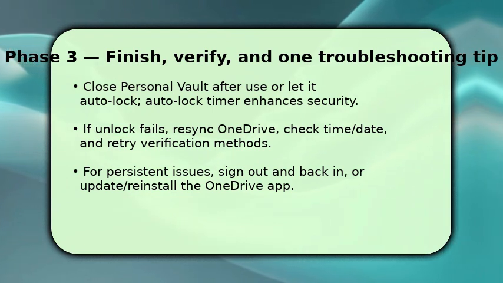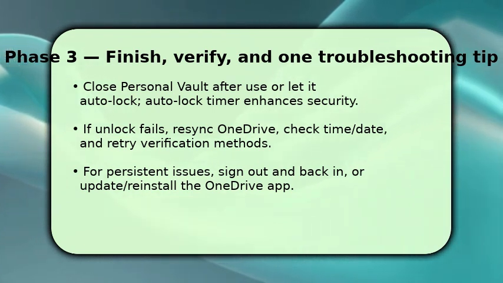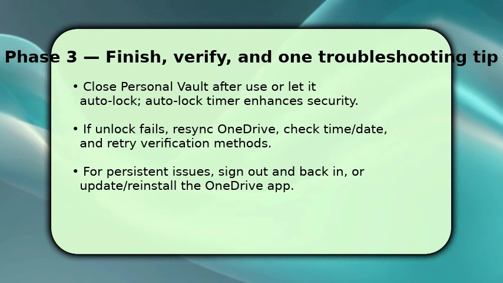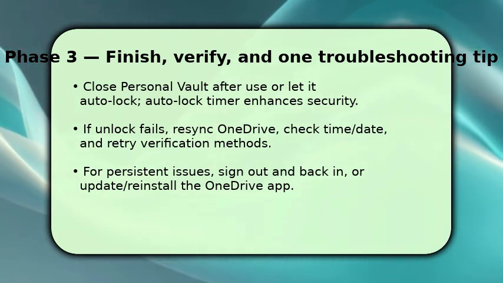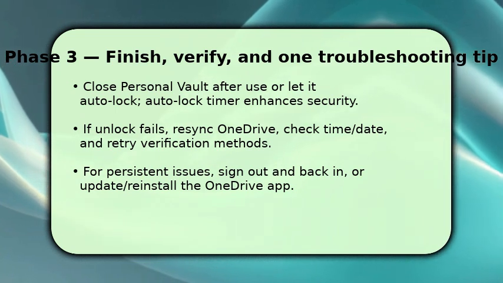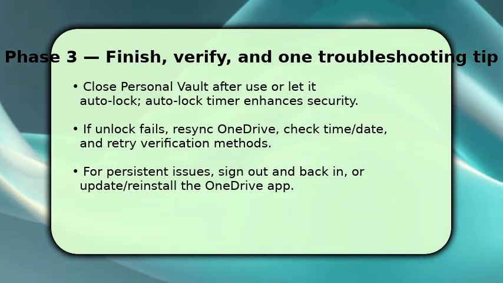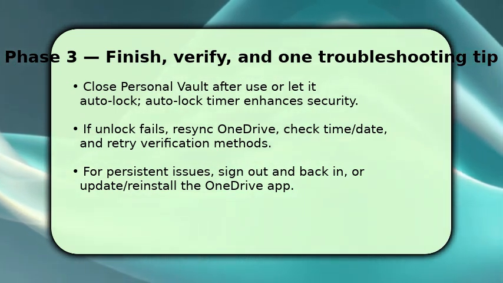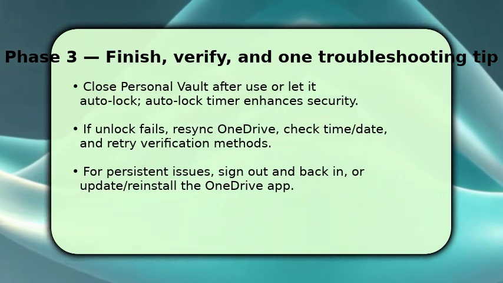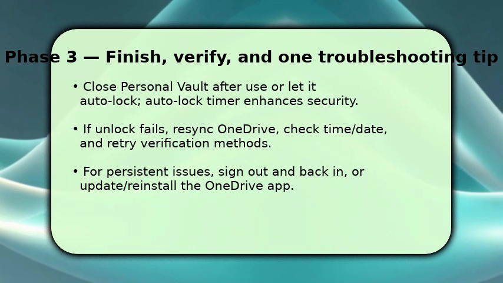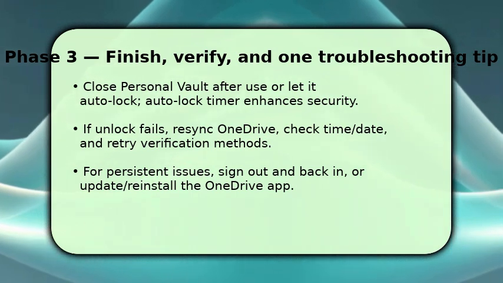If you can't unlock, first resync OneDrive and verify your device time and date. Incorrect clocks often break codes. Next, retry the chosen verification method or switch methods. If problems persist, sign out and back in, and update or reinstall the OneDrive app. That usually fixes corrupted caches and restores the unlock flow, so you can access your vault again.